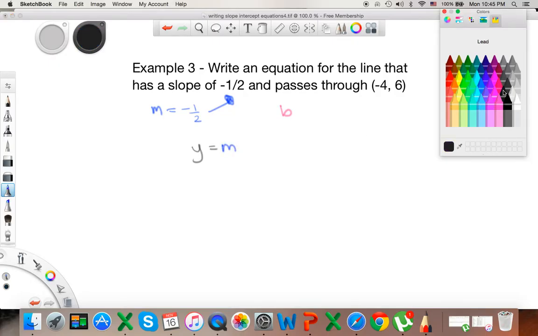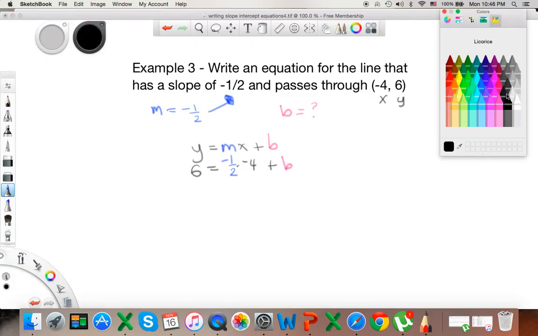Okay? And then what we do is we start substituting because we're going to want to solve for b, the thing we don't know. So we definitely know that m is -1/2, so I'm going to go ahead and put that in. Now, x, we actually do know what the x value is. That is -4, and 6 is our y. So instead of y, I'm going to put in 6. Instead of x, I'm going to put in -4.